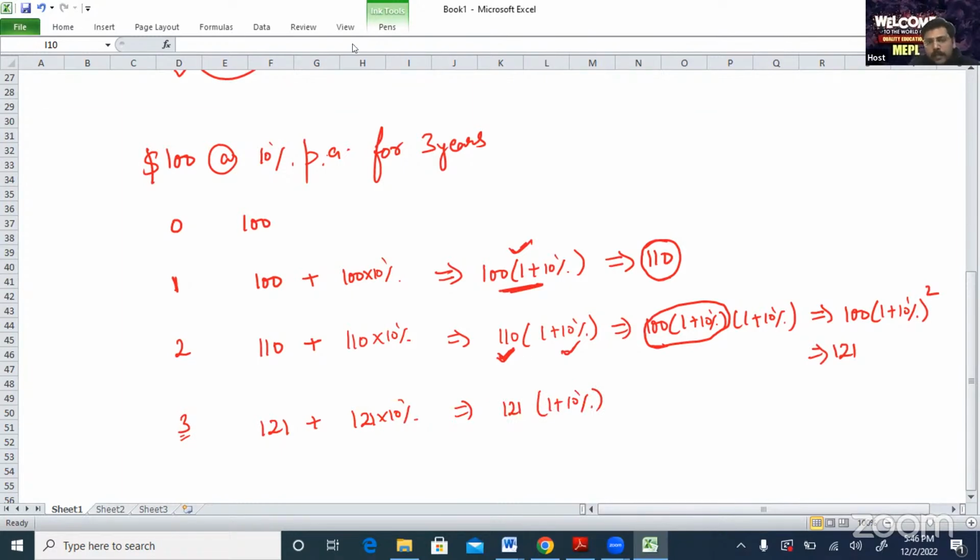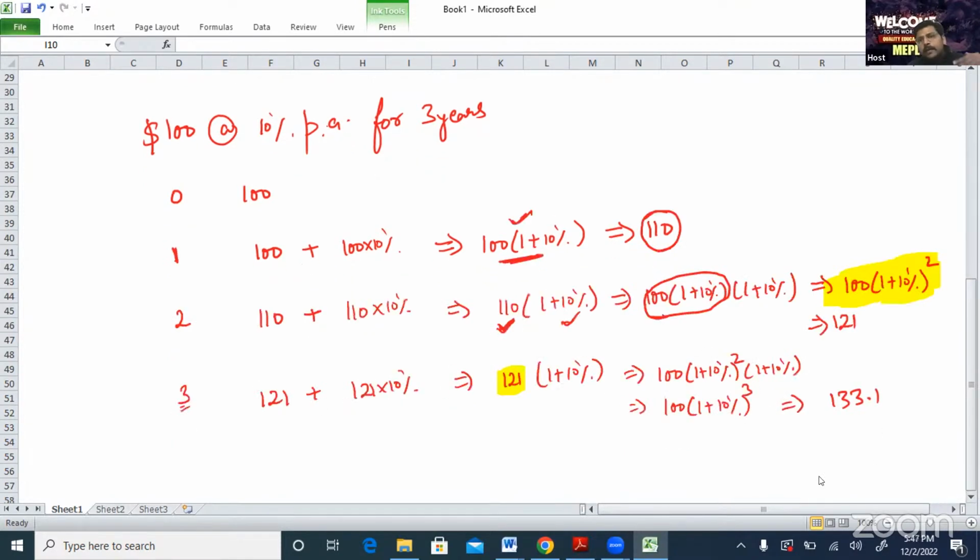Now again, logically see, instead of this 121, I can write this, because this 121 is coming from here. इस 121 के बदले हम क्या लिख सकते हैं? We can use this 100 into 1 plus 10% square. So let me rewrite the equation: 100 into 1 plus 10% square, and this 1 plus 10% as it is. So it becomes 100 into 1 plus 10% cube. If I solve it, it becomes approximately 133.1.